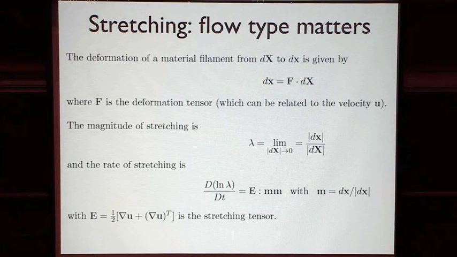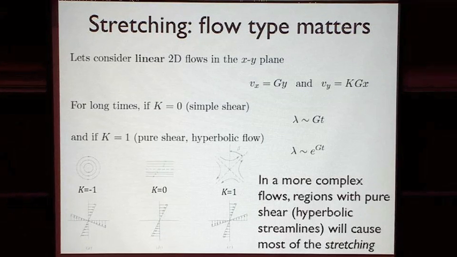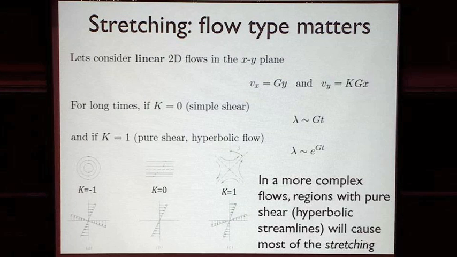Okay, so to illustrate this, let's consider the simplest possible flows we can imagine, that we call linear flows. And what do we mean by linear? Velocity is a linear function of space or position. We'll consider a two-dimensional flow where the horizontal velocity, vx, is proportional to vertical position y multiplied by a constant g. And we'll let the velocity in the vertical direction be a linear function of horizontal position multiplied by the same constant g times an additional constant called k. What are the units of g? Per unit time, right? So it's a shear rate or a strain rate.